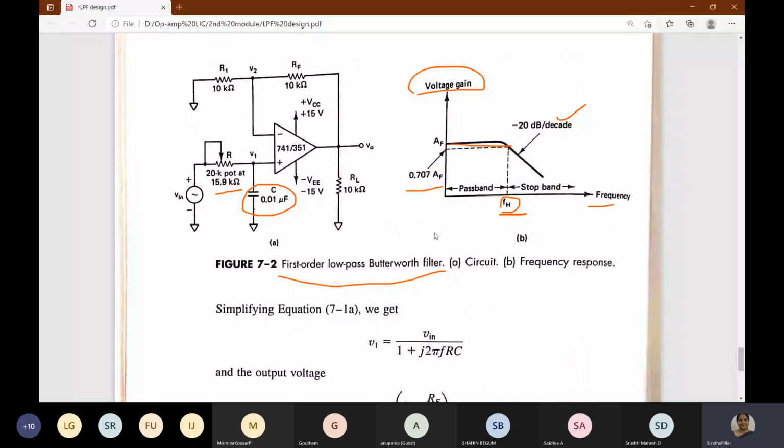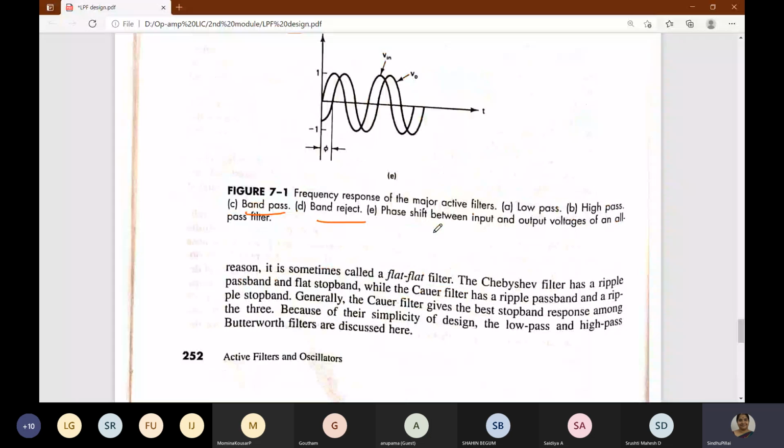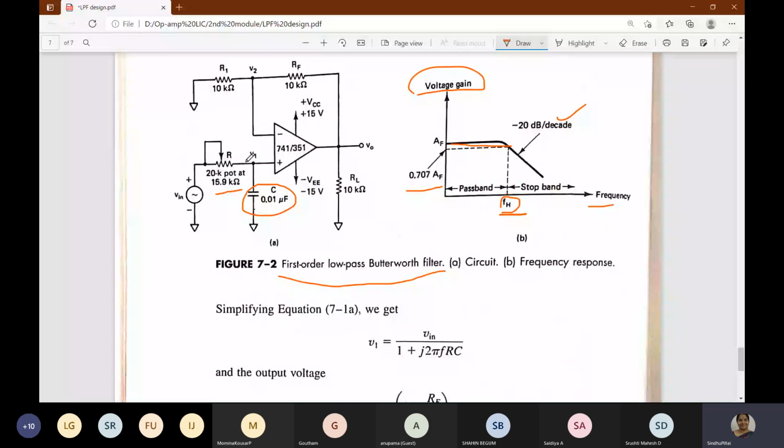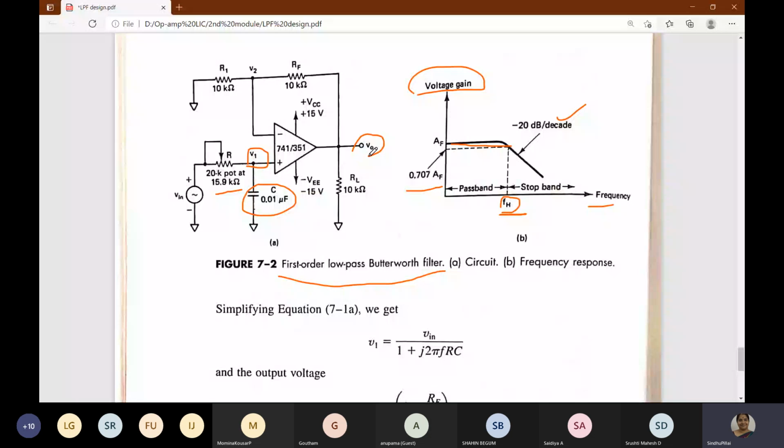And we have found the voltage V1 here. This voltage was found by taking the input voltage Vin, and the output V0 is the input times the gain, that is 1 plus RF by R1. Why is it 1 plus RF by R1? Because the input is given to the non-inverting terminal. So all these concepts are clear. The same thing is written in the textbook also, and the equations are given here.